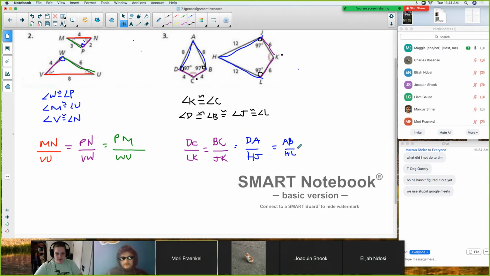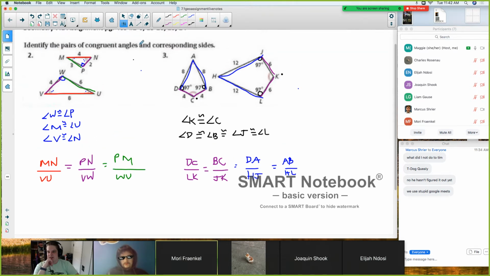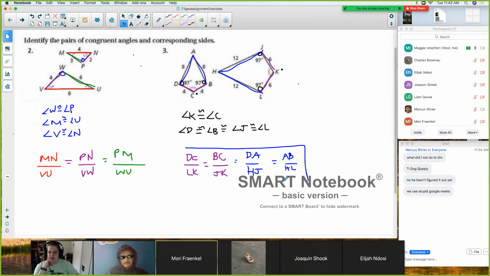And again, the order within the blue and within the purple doesn't necessarily matter because they're all the same, so they're interchangeable. So I could have switched HL and HJ, for instance, if I felt like it. All right. So that's the idea there of identifying the pairs of congruent angles and corresponding sides. So we are going to use this in a proportion to solve.